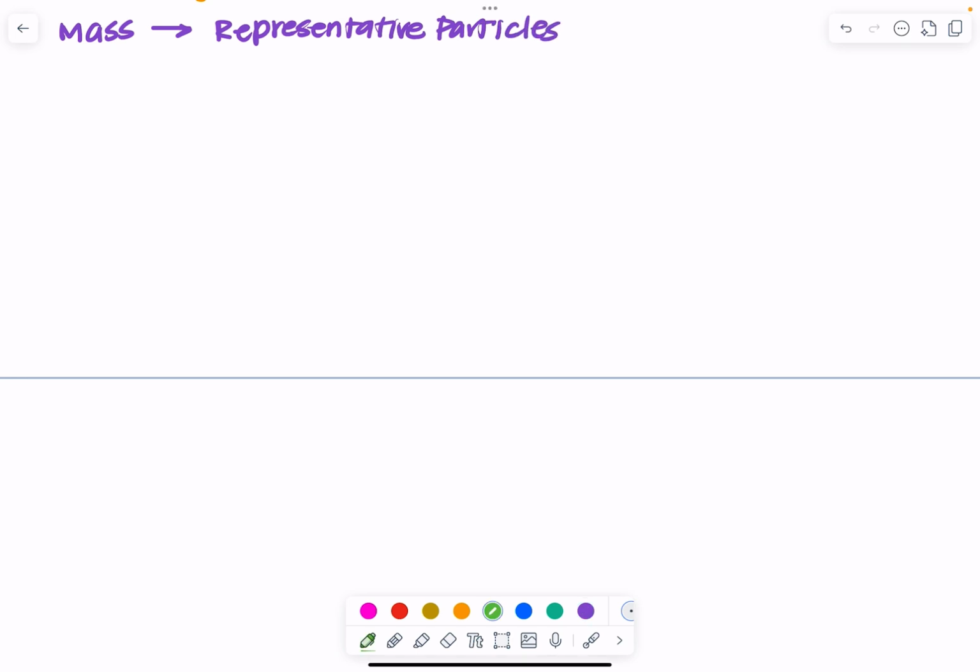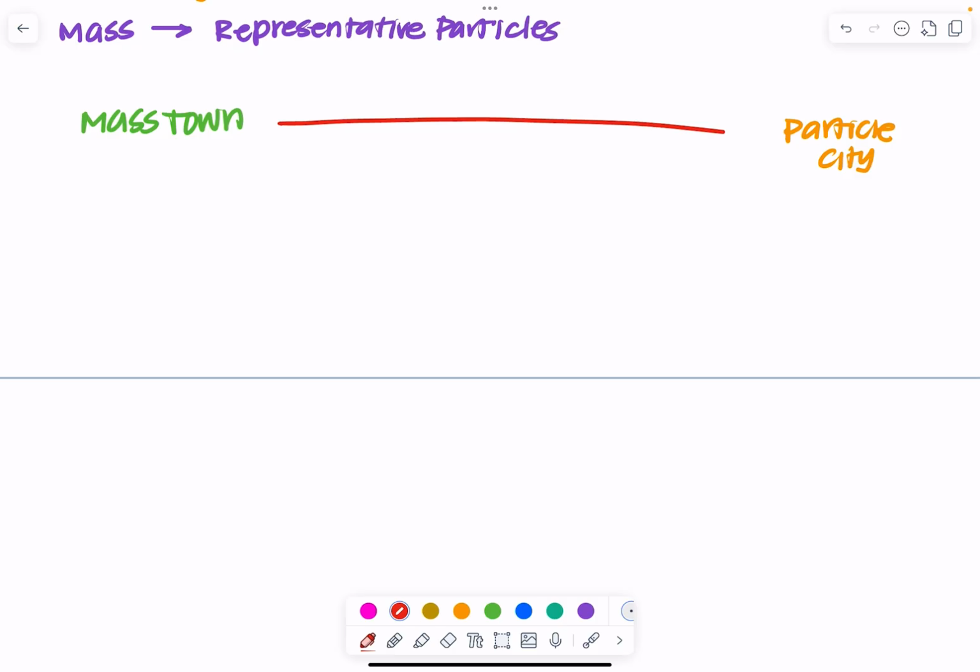Unfortunately, if we want to go to Masstown, and let's just call it Particle City, there is no straight line to get from one to another. In order to do this, we need to go to a place called Moleville.